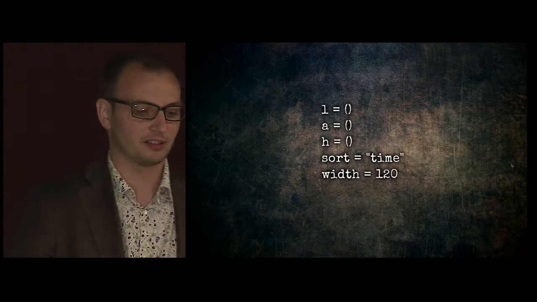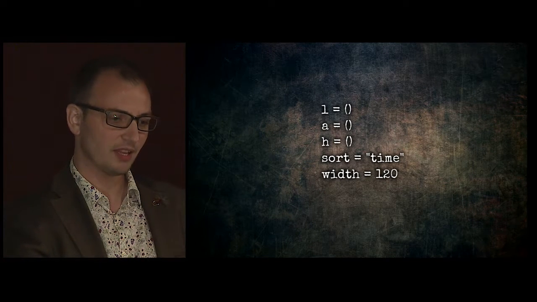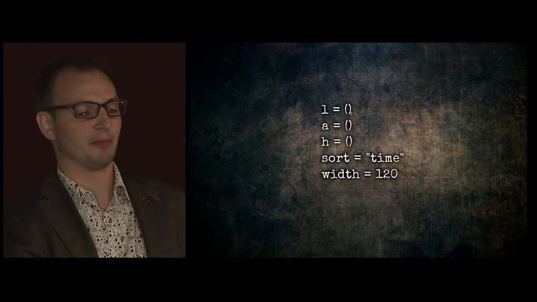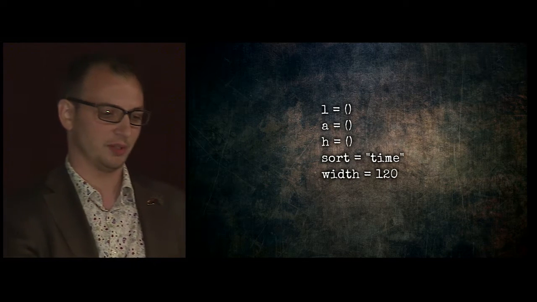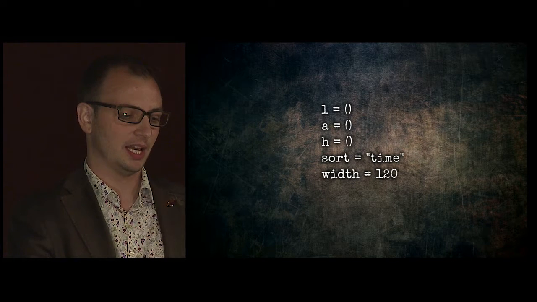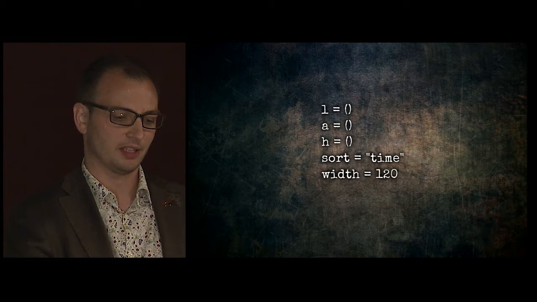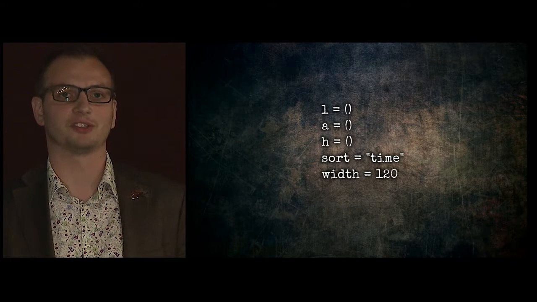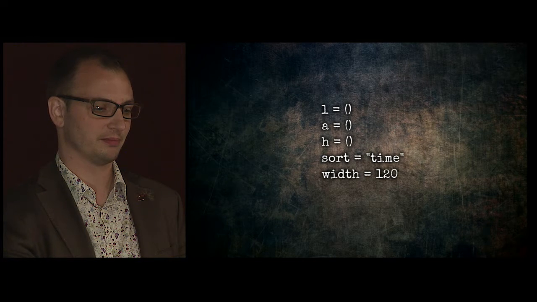Now we want to parse those parameters in some typed format like this. So L, A, and H, well they're merely present. They have no additional information, so I'm just representing them as units. Sort, well that's the string time, and width is an integer, 120. So this is kind of what we want to get from those parameters in string format.